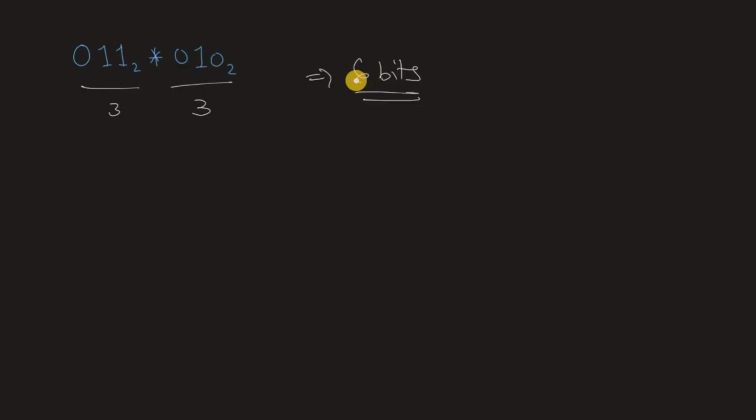Since our final answer is going to be 6 bits, we need to sign extend these to 6 bits. We have our first number, but it's in 3 bits, so we add zeros over here to make it 6. Now again the second number, we go ahead and sign extend it to 6 bits. Once we have these sign extended, we can go ahead and multiply them.